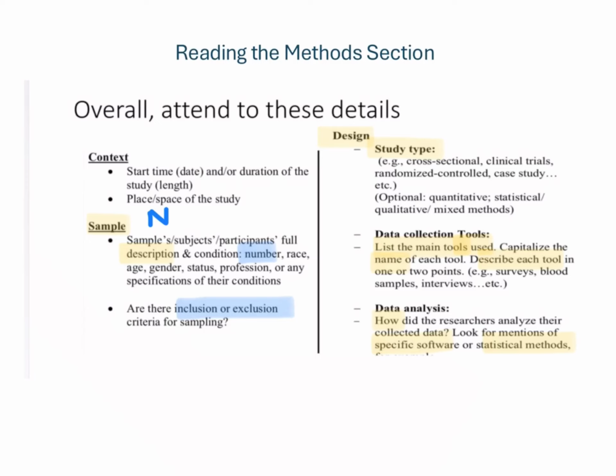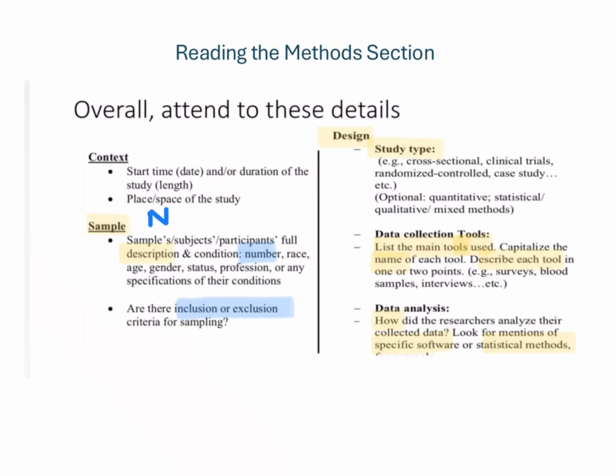For a deeper reading, you'll notice that under the sample, when you're looking for the participant's number who completed the study and demographic information, which means information about their race, their socioeconomic status, their profession, you'll notice that those details are often included in the results section. So go ahead and look at the results when you're pulling that information to explain who the sample was.